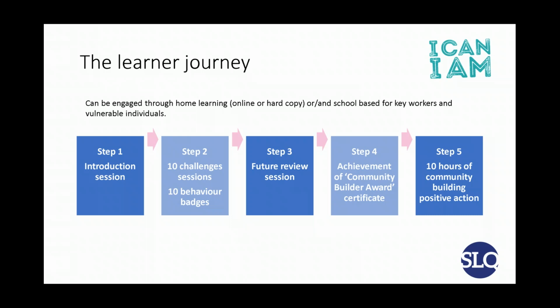Then step 5 is that they make a pledge about positive action for the community, and this involves how they will use up to 10 hours of volunteering to help build their community. So that might be things like helping with the transition of year 6 to year 7 through some kind of buddy system. And once they've completed those 10 hours of community building, they will receive a recognition award for that community building.